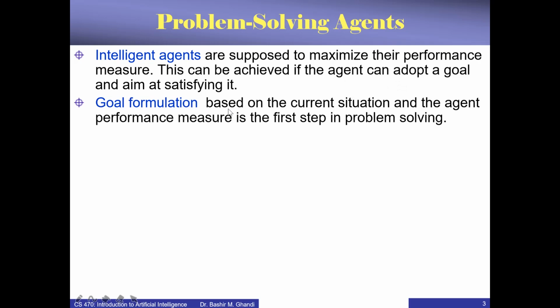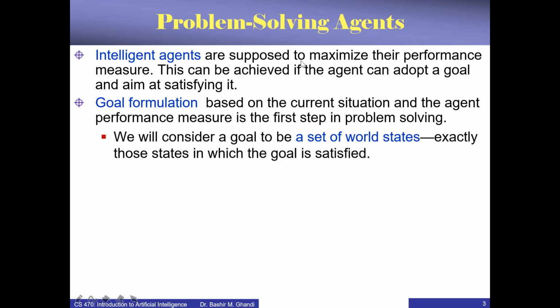Goal formulation, based on the current situation and the agent's performance measure, is the first step in problem solving. We're going to see that agents involved in problem solving undergo a number of steps, and one of such steps is goal formulation. In this goal formulation, we consider a goal to be a set of world states, exactly those states in which the goal is satisfied. This will be clearer when we start taking examples.